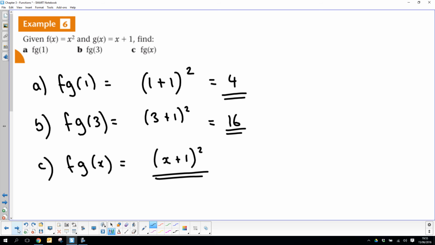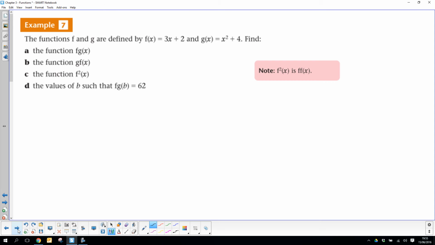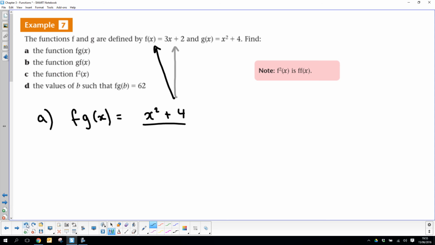Now, moving on, have a look at example 7. The functions f and g are defined by f of x is 3x plus 2 and g of x is x squared plus 4. So firstly it says find the function fg of x. So we're going to do g of x first. First of all, we'll just write fg of x equals, so we'll do g of x, which is x squared plus 4. And now we're going to do the function f on that as its output. Ultimately, this x squared plus 4 becomes our x value that we're then going to put in and sort out here.